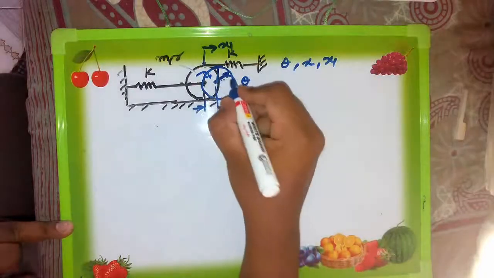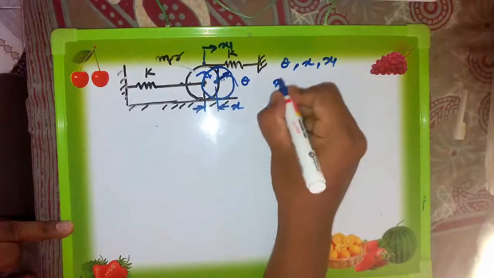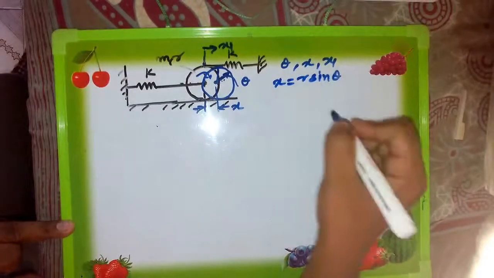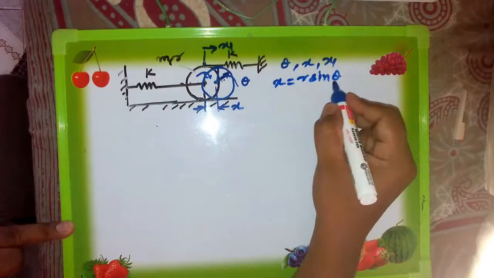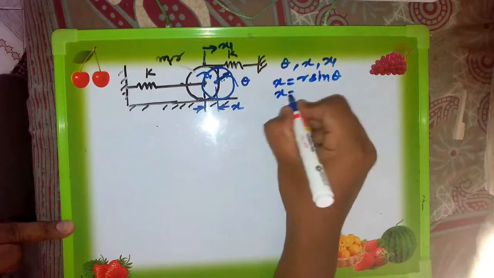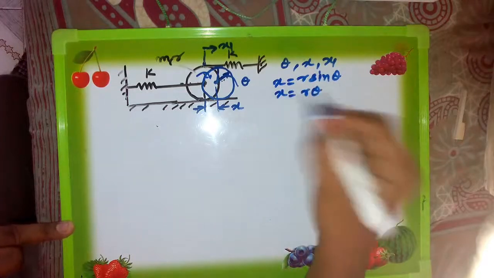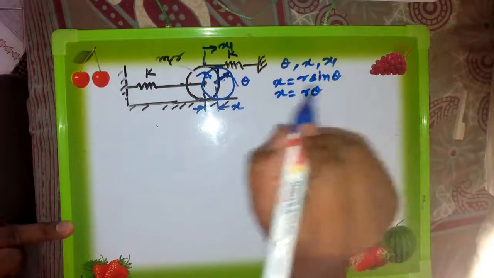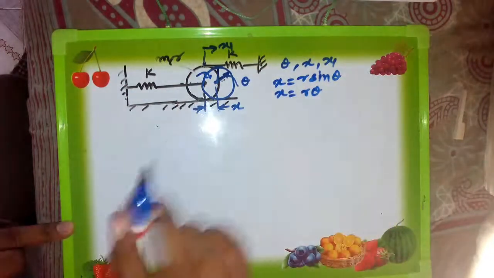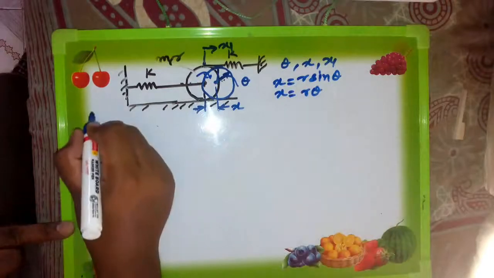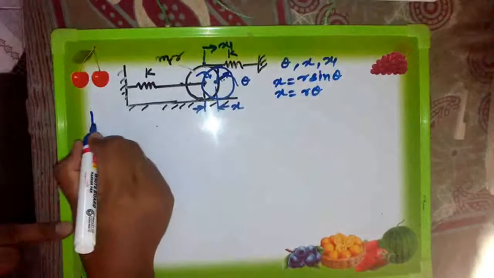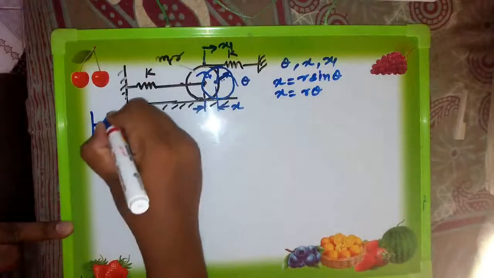See, it's the angular displacement. It means that can I write down x is equal to r sine theta, and since theta is very small, can I write down x is equal to r theta. So I can find out the relation between x and theta. So it's very fine. Now in such cases, just assume this point is stationary, and just try to give the displacement like this.